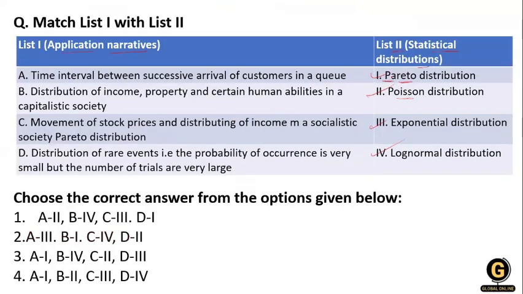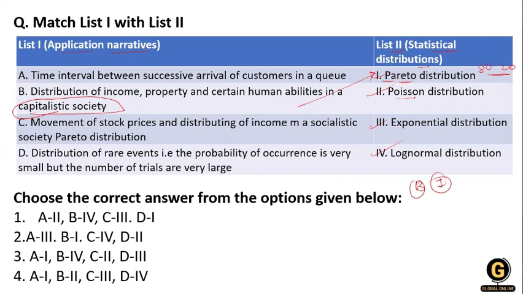Now the Pareto distribution is what, ma'am? The Pareto distribution is about the 80-20 rule, and it is applicable to capitalist society. Clear it? So read the sentences one by one. The time interval between the successive arrival of customers in a queue. The next is distribution of income, property and certain human ability in a capitalist society. So B is related to the Pareto distribution. So B has the first option.